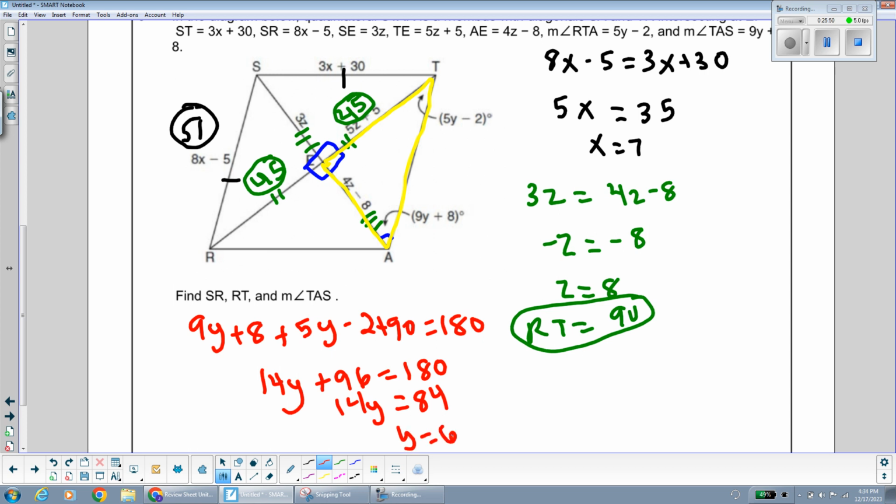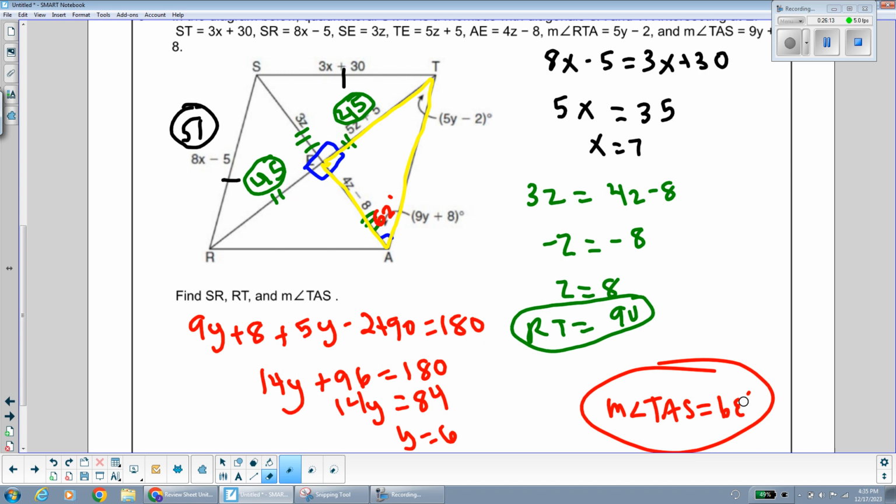Now that I have my y value, I can just plug in for angle TAS, which is what I'm solving for, 9y plus 8. So 9 times 6 is 54 plus 8 is 62. So I'm going to write that over here. That is 62 degrees because it is an angle. So the measure of angle TAS is 68. Oh, sorry, 62 degrees. I wrote 62 over here. Then I was trying to write 68 over here for some reason. 62 degrees.